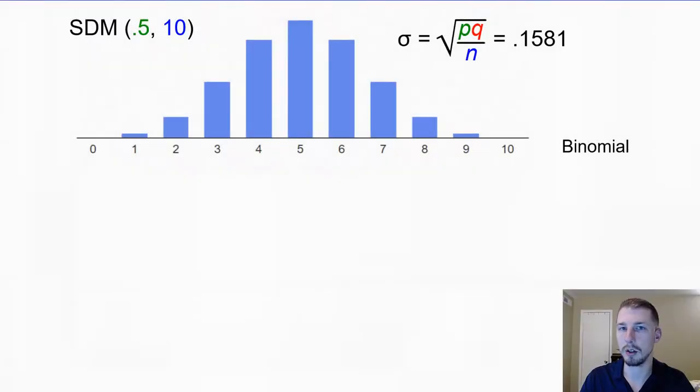Hey guys, welcome back. Let's look at a quick application of the central limit theorem with flipping a coin, and then we'll move right into the assignment. So it should be pretty simple today. So let's say that we flip a coin 10 times.